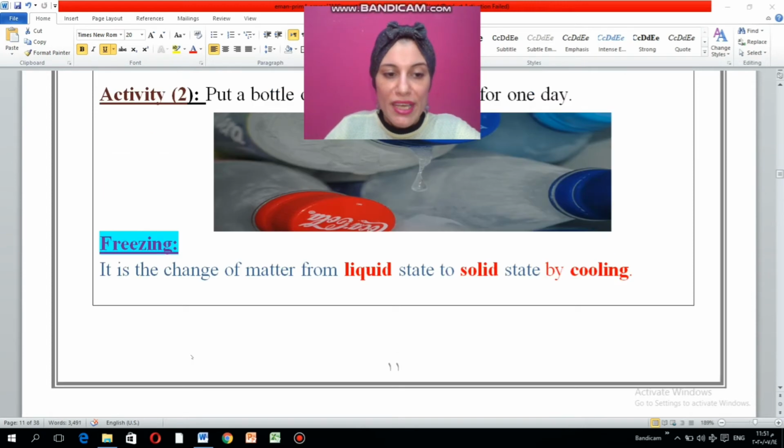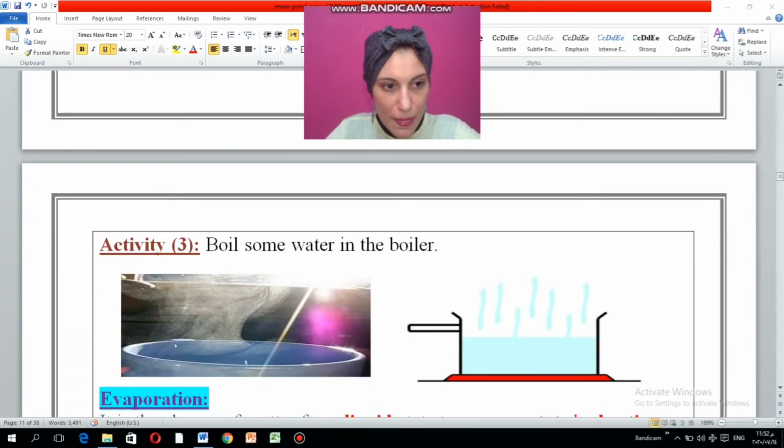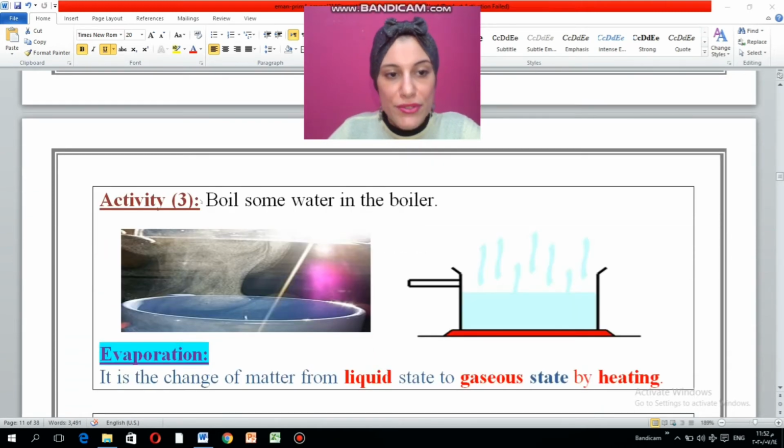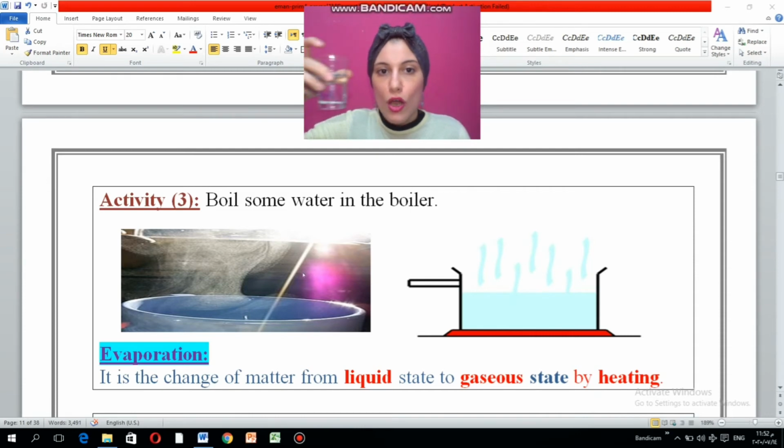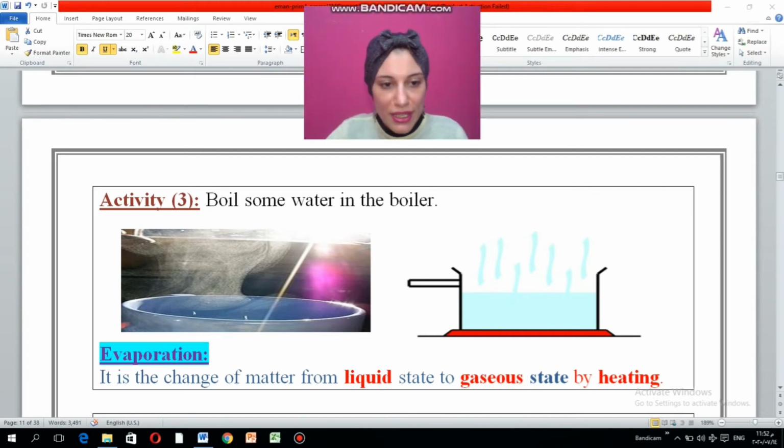Okay, let's make another activity to know another process. Activity number 3. Boil some water in the boiler. انا جبت الووتر دي حطيتها في البويلر اللي هو السخان بتاع الميه. ايه اللي هيحصل لها؟ Boil يعني هتغلي. طب لما تغلي ايه اللي هيحصل؟ هيخرج منها ايه؟ زي في الرسمه اللي قدامنا، water vapor هيخرج منها.